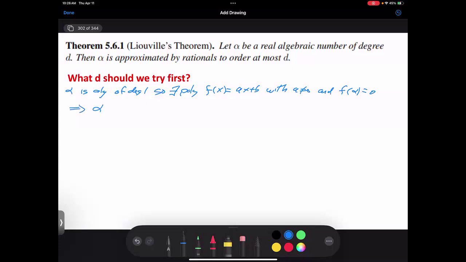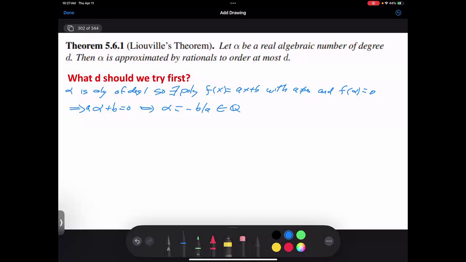So what can you tell me about alpha if f of alpha equals 0? It's a root. So what can you tell me? Be more specific. You now know a alpha plus b equals 0. Therefore, what can you tell me about alpha? It's minus b over a, which is a rational number. So the real algebraic numbers of degree 1 are just rational numbers.